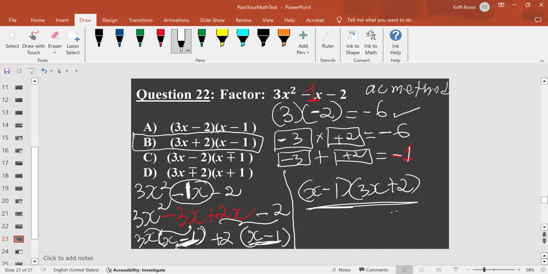So the answer is x minus 1 times 3x plus 2, which is similar to saying 3x plus 2 times x minus 1. So for multiplication, 2 times 3 is the same as 3 times 2. So the correct choice, like I said before, is B.